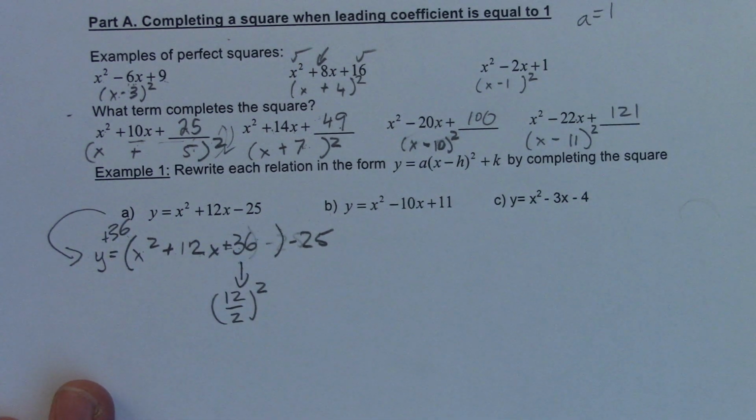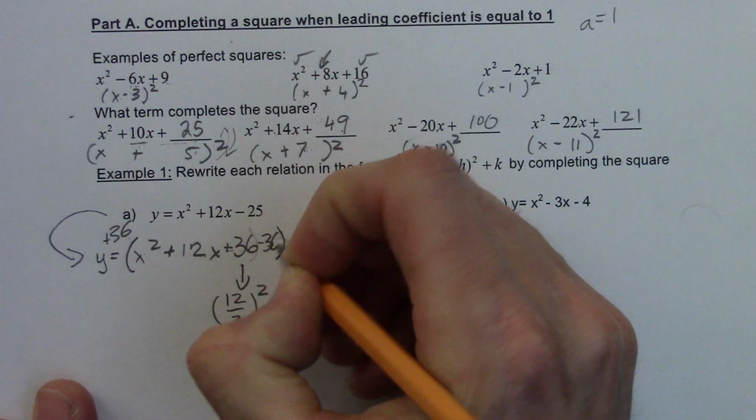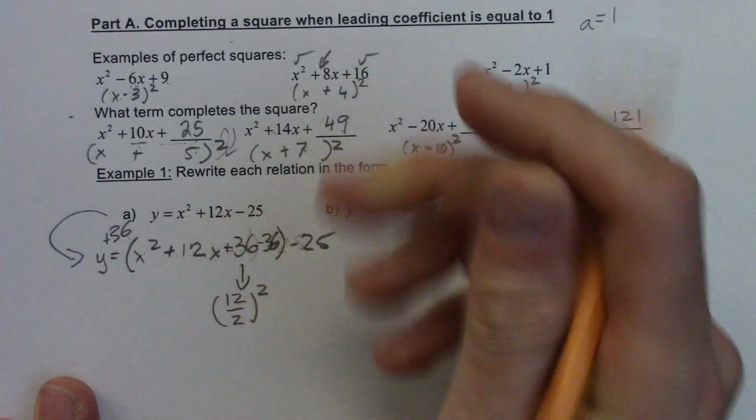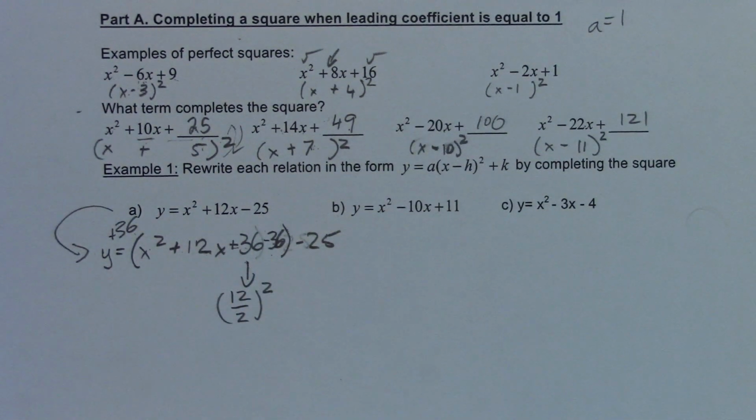But what I can do is add 0. So if I add 36 and minus 36 at the same time, I'm actually not adding anything. You guys are like, what the heck are you doing, Mr. Mills? We're just adding 0, because we're adding 36 and minusing 36. So we're creating this artificial scenario where we can pull out a perfect square.